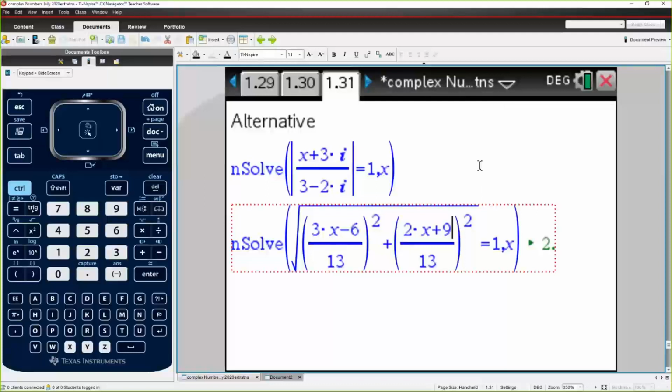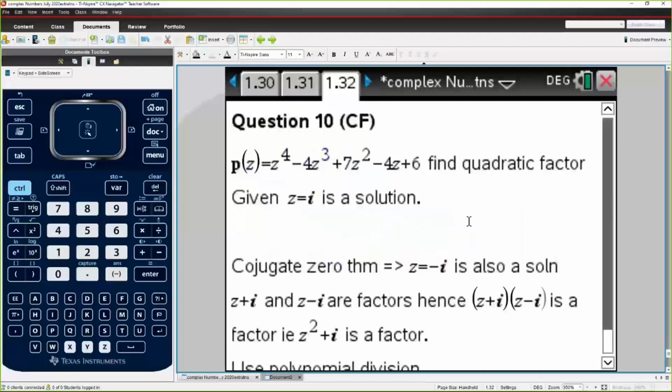Okay, so one final question to have a look at this time. We've got a polynomial in Z, and we're asked to find a quadratic factor given that Z equals i is a solution.